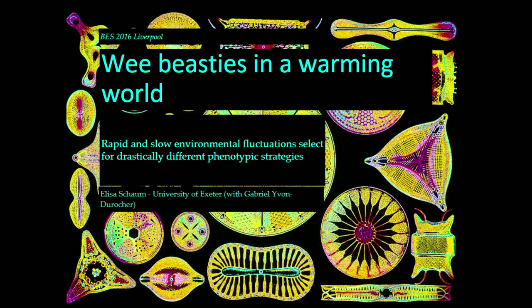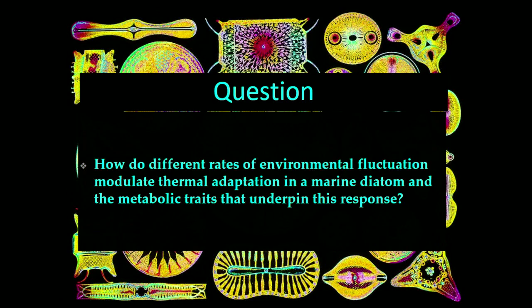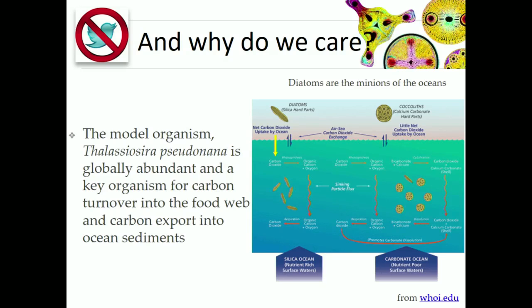Hello, yes, I'm Elisa. I work with Gabriel Yvon-Durocher, and I use the tools of experimental evolution and oceanography to figure out how large microbial populations adapt in complex fluctuating environments. Specifically today, I'm going to talk about how a marine diatom, Thalassiosira pseudonana, evolves differently in environments that fluctuate on different timescales.